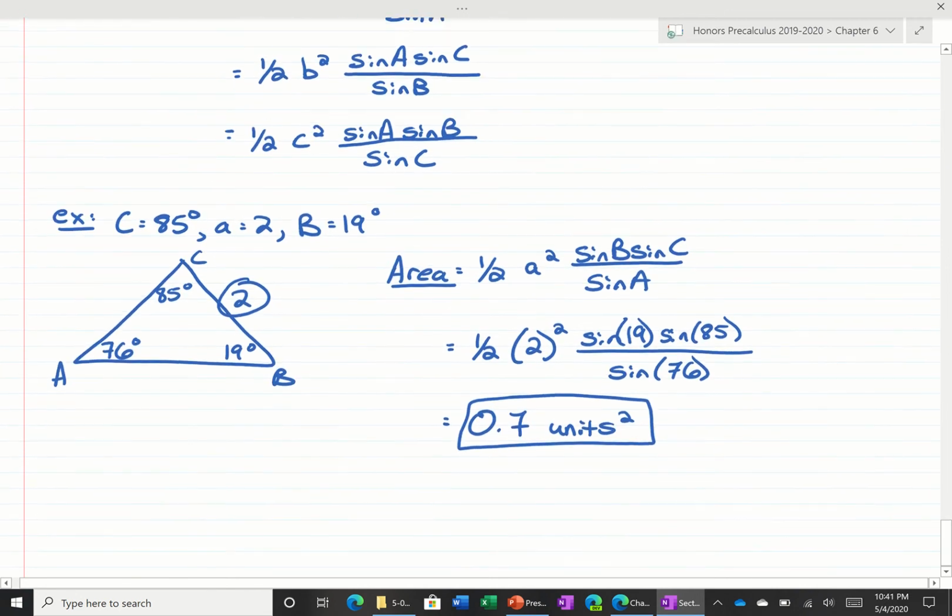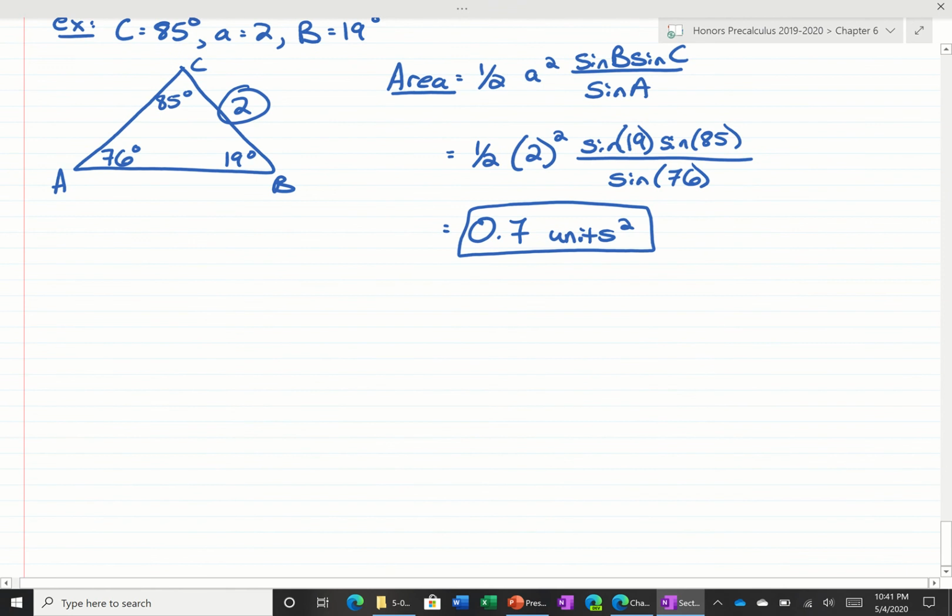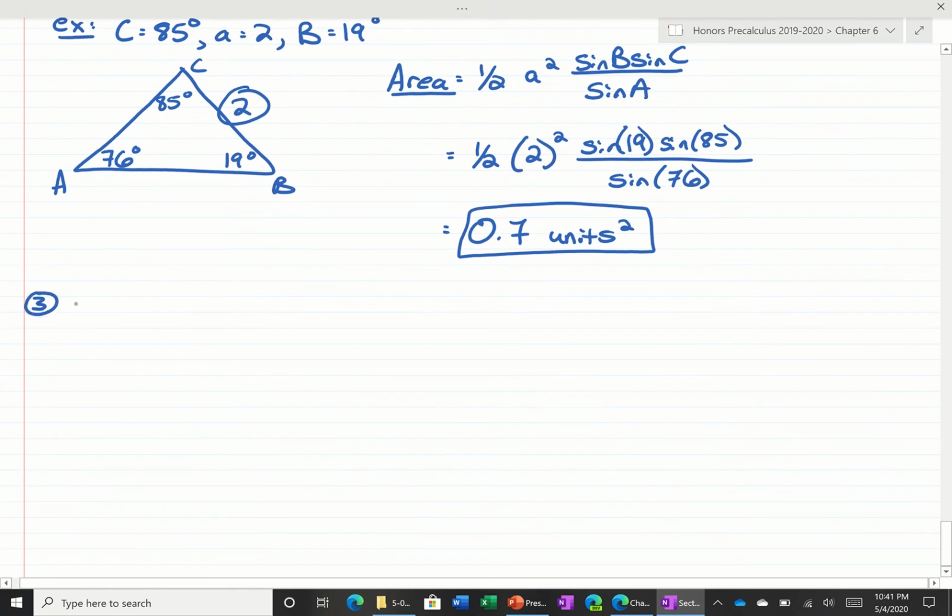Alright, so that's the second type of formula. We have one more that we didn't talk about. Third type of formula is if you have three sides. And in this case, we're going to use a famous formula called Heron's formula.